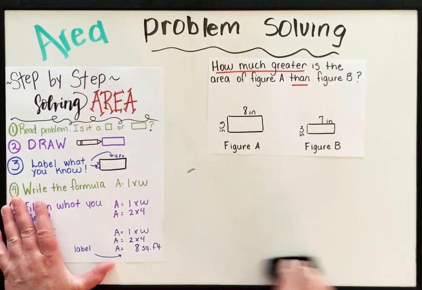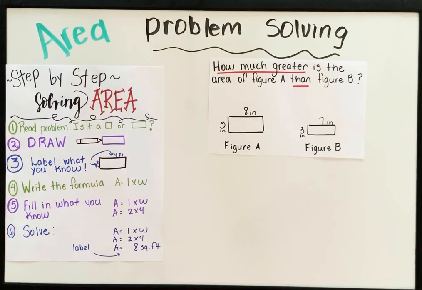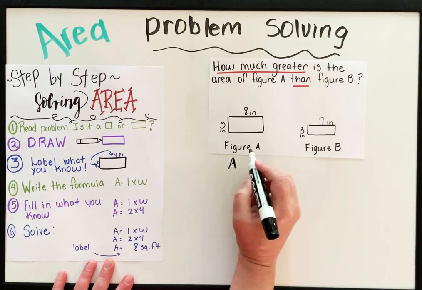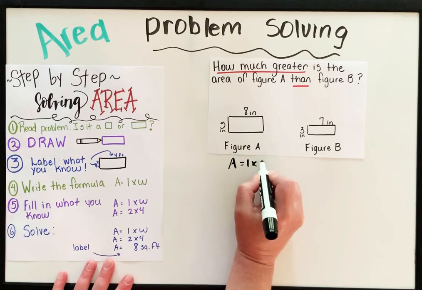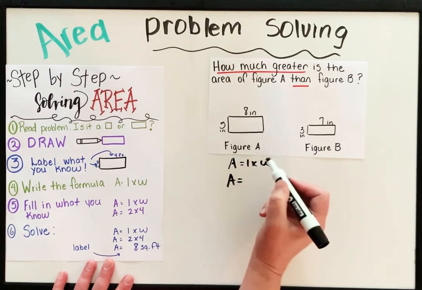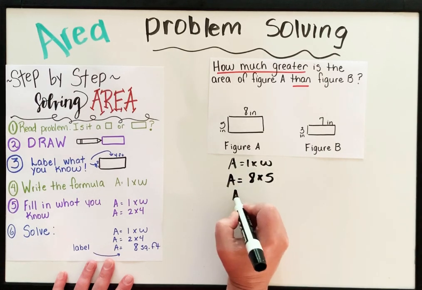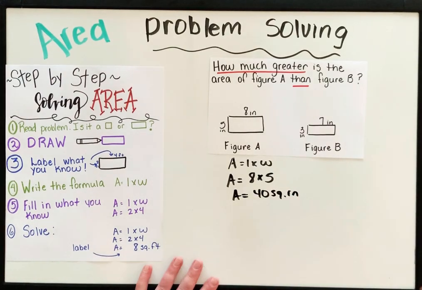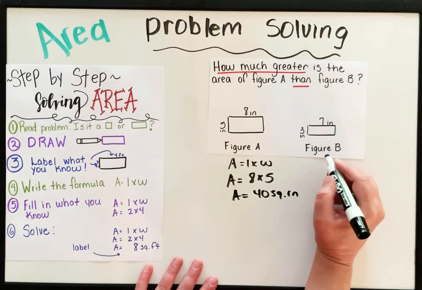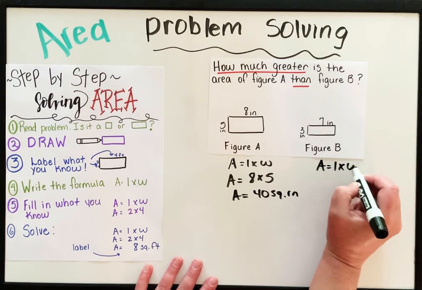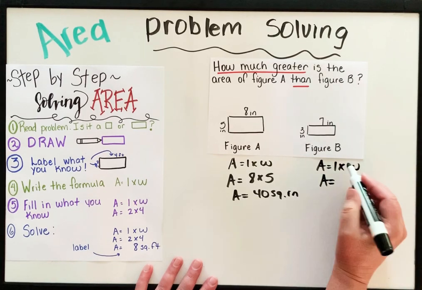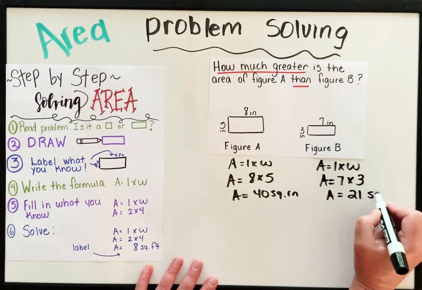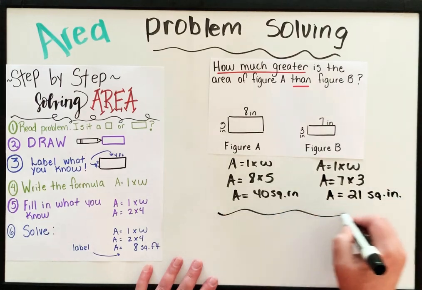So I'm going to go ahead and erase this. These are already drawn for us, but we are going to solve it down here. So let's get started with figure A. So this is a rectangle. I'm going to start with doing my formula. Area equals length times width. I'm going to plug in what I know. 8 times 5. Area equals 40 square inches. Okay. Now my second figure, I have to solve this one. This is also a rectangle, so I'm going to start with my formula. Area equals length times width. I'm going to plug in what I know. My length is 7, my width is 3. Solve it.